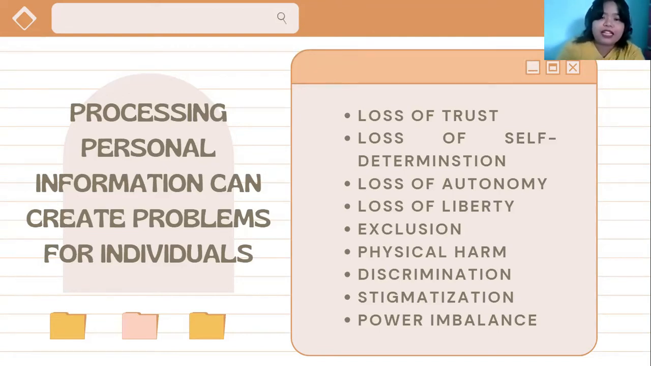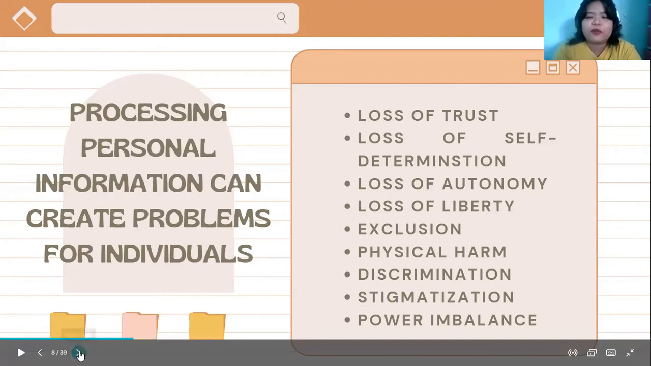Next is power imbalance. Certain challenges arise when consent is given in a scenario where power is unequally distributed, such as when data is handled in the context of an employment relationship or when public agencies provide services. And that's all for how processing personal information can create problems for individuals.